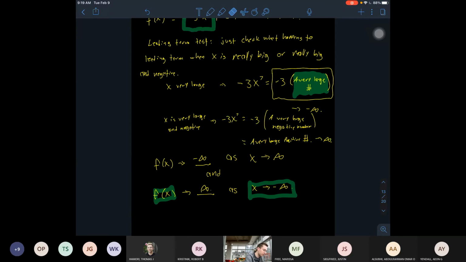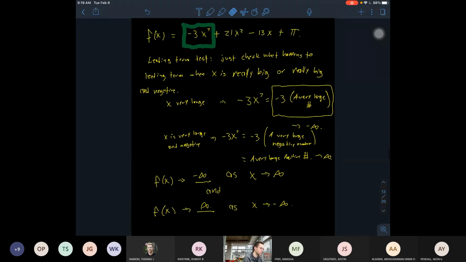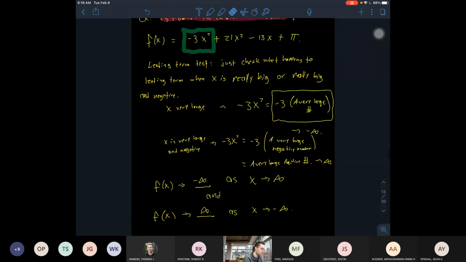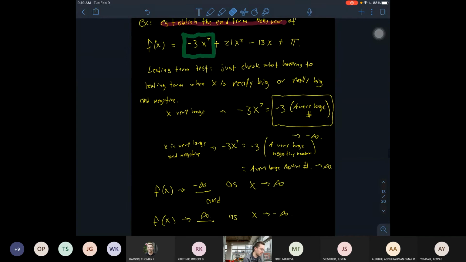So that's the spirit of the leading term test. Okay, and this is just to establish the end term behavior. We're only worried about what's happening to this function when x is going to positive infinity or x is going to negative infinity.